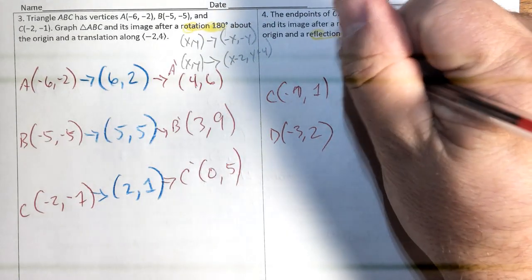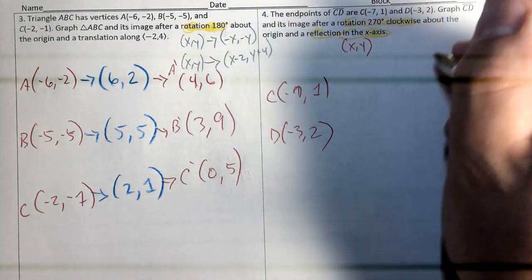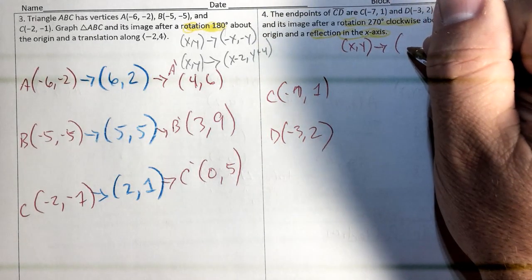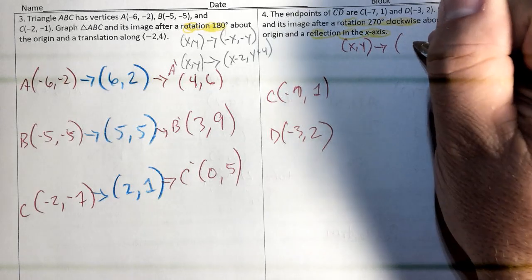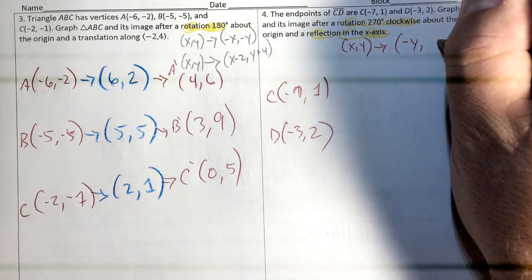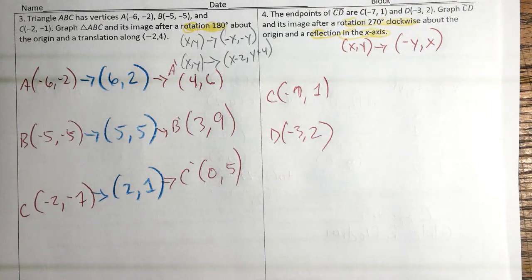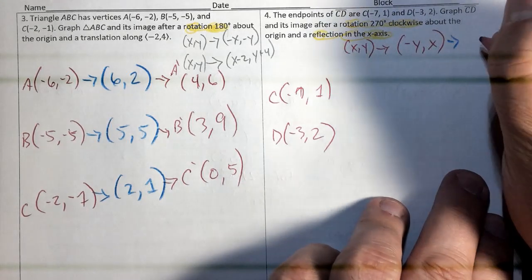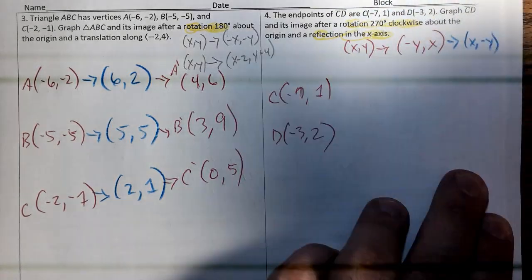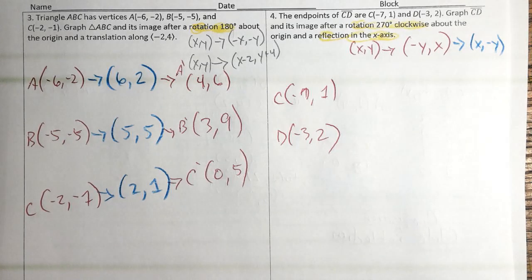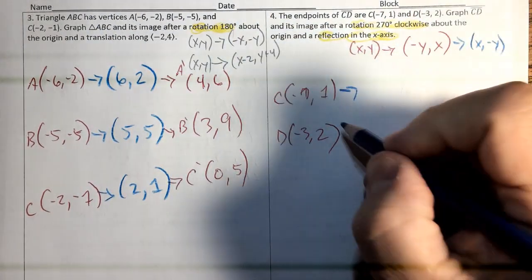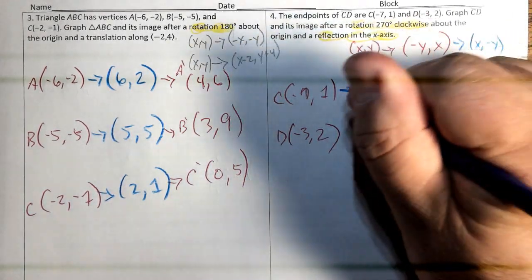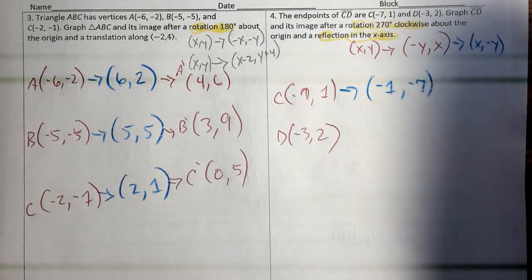So x comma y for your 270 degrees clockwise, that's the same as 90 degrees counterclockwise, which is negative y, x. And then your reflection in the x-axis, x comma y, is x comma negative y. So we're just going to do that. So negative 7, 1, your y is negative and comes up front. So 1 becomes negative 1 and negative 7 goes in the back.